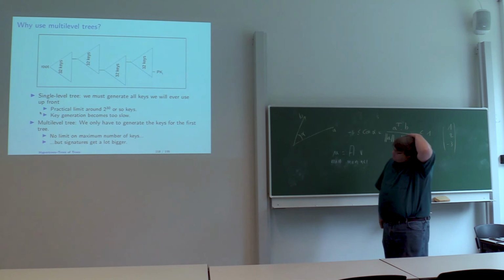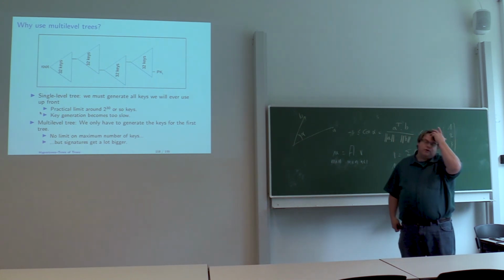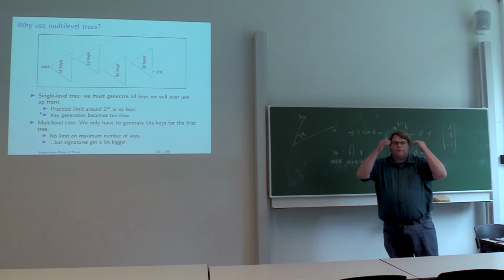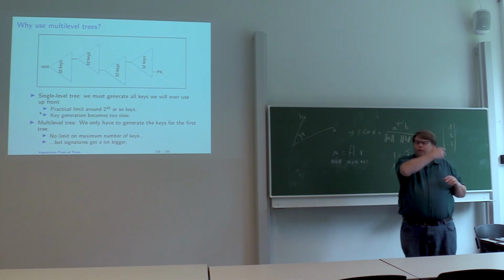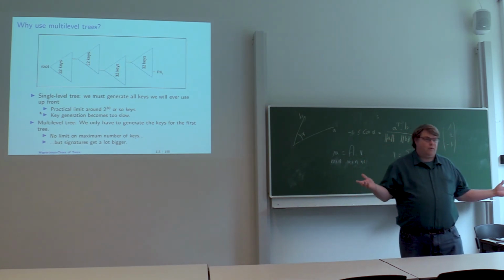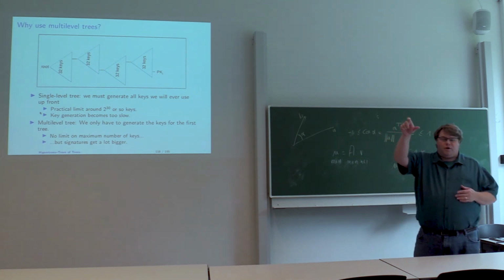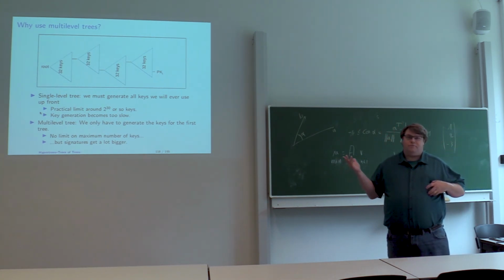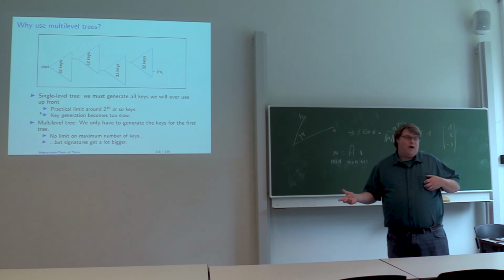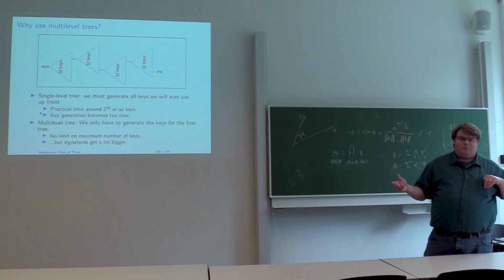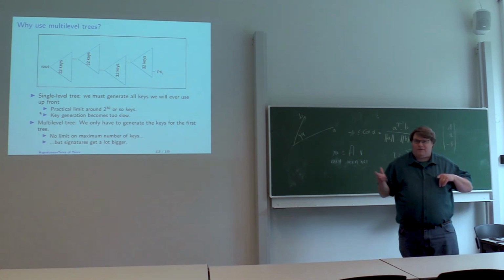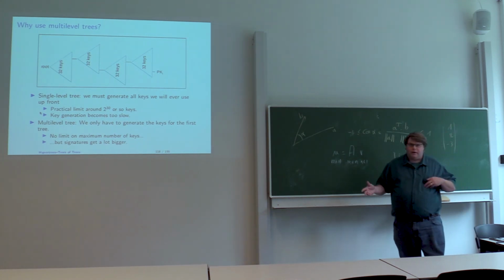So the main answer is, for a single level tree, I have to generate all the keys I'll ever use up front. So if I want to be able to do 2 to the 40 signatures for my one-time signature scheme, I have to generate 2 to the 40 one-time signatures. Each one takes 2 to the 10 hashes to compute. So now probably I can't afford to generate my key, or maybe generating my key, I mean, it's like mining a Bitcoin or something, right?